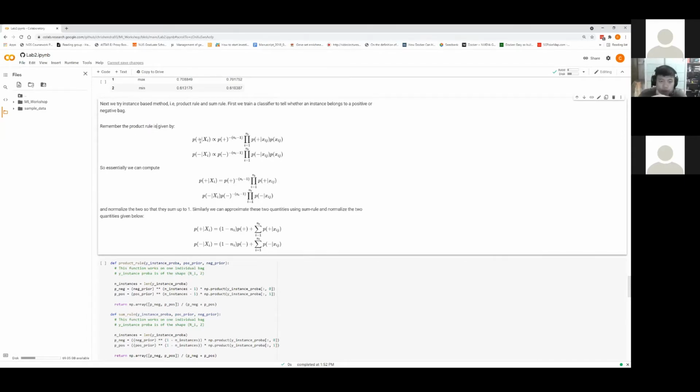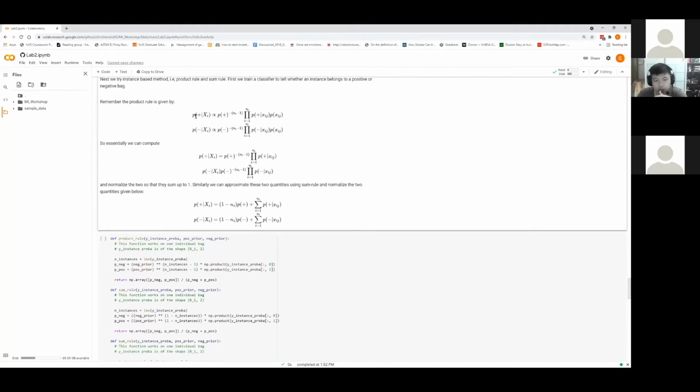So if you remember, the product rule is given. The quantity that we want to find here is the probability that a bag is positive or a bag is negative, given the instances. And if you remember, that quantity is proportional to the product of the prior probability that a bag is positive, multiplied by the probability that an instance belongs to a positive or a negative bag.